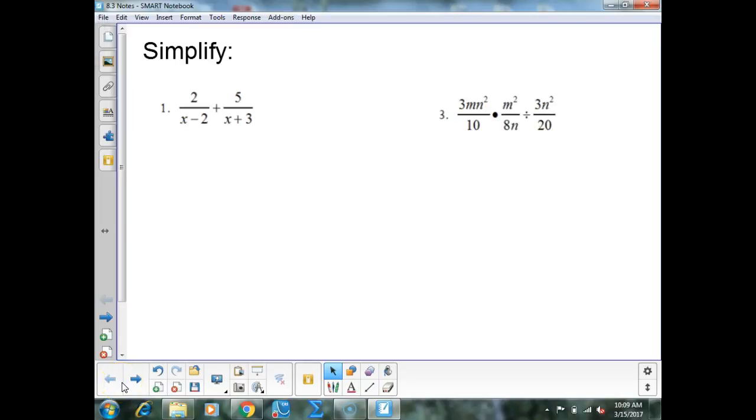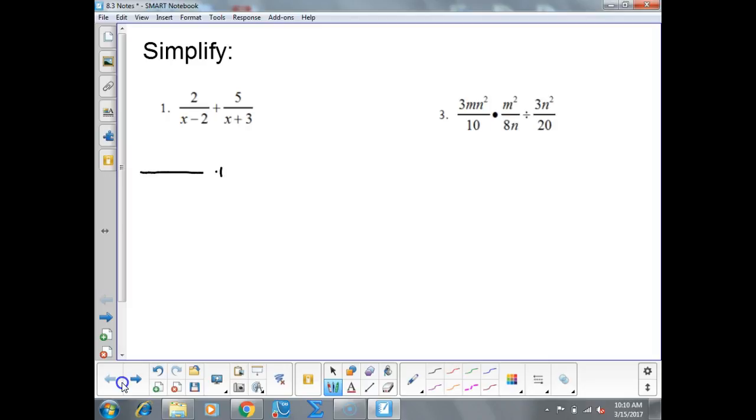One, what do I do? Find a common denominator, right? Okay, so what is my common denominator? x minus 2 and x plus 3. So the first one was 2, the second one was 5. So now I've got to adjust, correct?